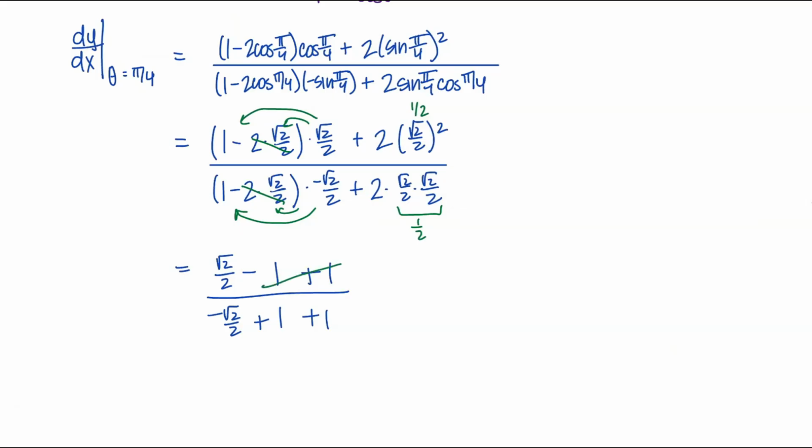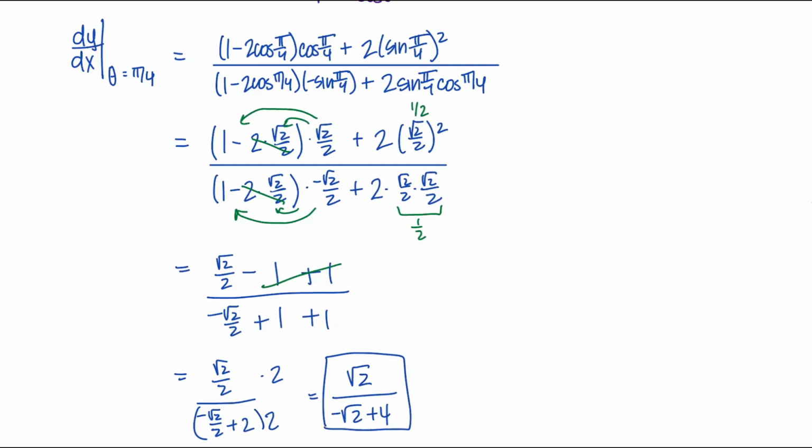And so what are we at here? We have rad 2 over 2 over negative rad 2 over 2 plus 2. So let's clear fractions. We'll multiply the top and bottom by 2. So we get rad 2 over negative rad 2 plus 4. All right, that is our slope at the angle pi over 4.